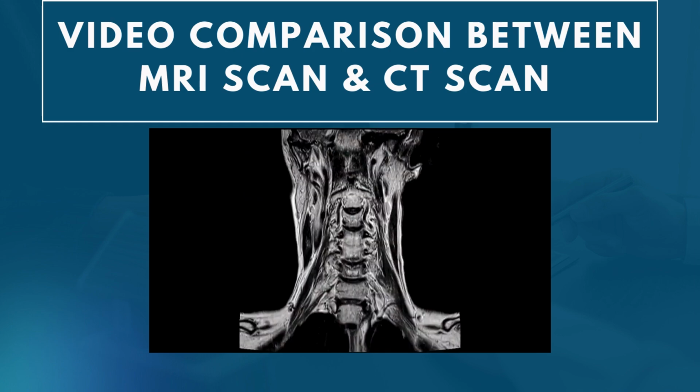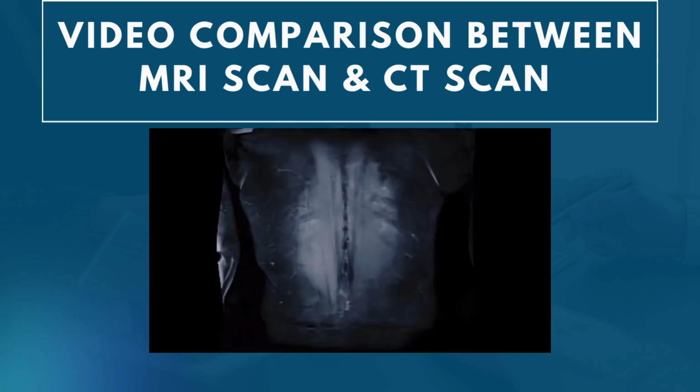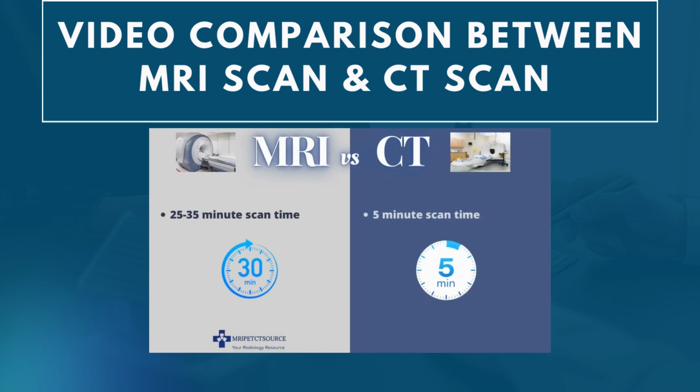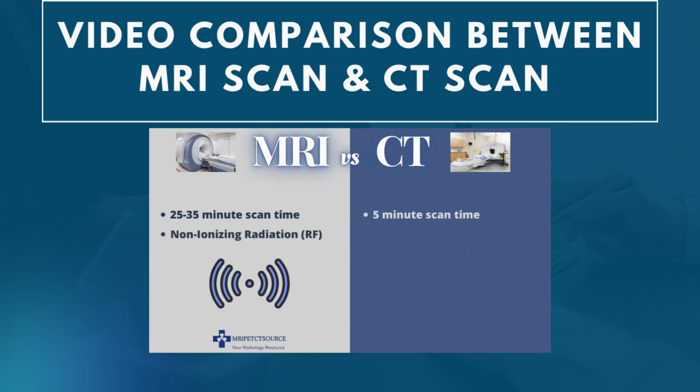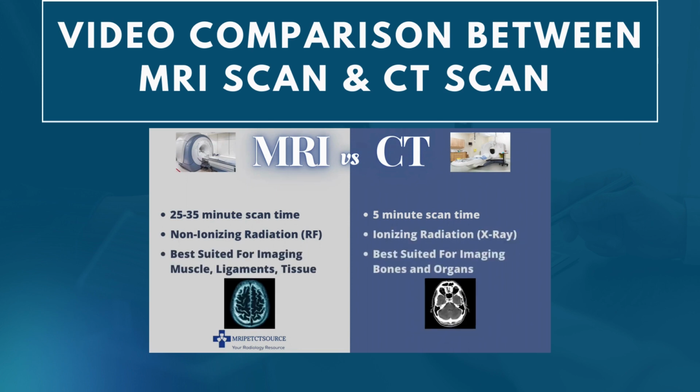patients. One of the biggest differences between MRI and CT scans is how long it takes to acquire diagnostic quality images. An MRI scan can be performed in between 25 and 35 minutes, while a CT scan is typically performed in under 5 minutes. MRI uses non-ionizing radiation in the form of radio frequency and is the best imaging option when imaging soft tissue. A CT scan uses ionizing radiation in the form of X-ray and is the best imaging option when imaging bones and organs in the body.